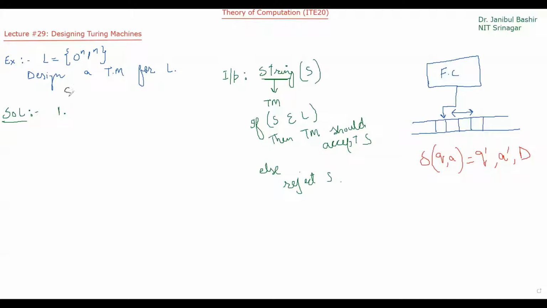So if we are given a string, so this is our string. The first job is to see whether this string is of this format. So the first thing that we will check is whether S is in the correct structure. Correct structure means that in S, first we should have zeros, then we should have ones. So the first part is we should check this structure.